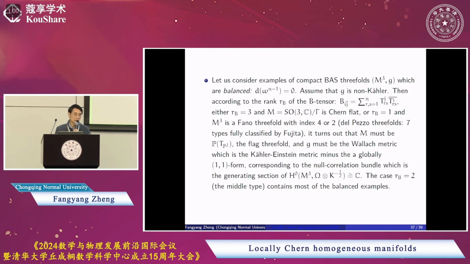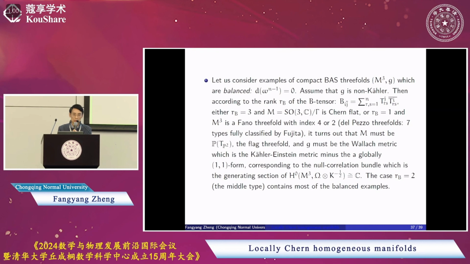According to the so-called B rank, the rank of the B tensor, which essentially comes from the square of the torsion: if the B rank is 3, then it's a complex simple Lie group, a compact quotient. If the B rank is 1, then there is this flag manifold, which we call the Wallich threefold. It has to be a Fano threefold of index 2. It turns out that among the so-called Del Pezzo threefolds, only one qualifies. That's the Wallich one, the projectivization of the tangent bundle of P2.